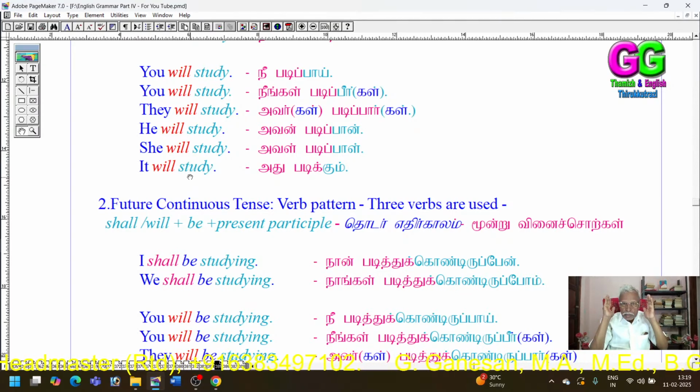So in simple future tense, two verbs are used. The first auxiliary is shall or will, and the second verb is the present finite verb. Shall for first person, will for second and third person.